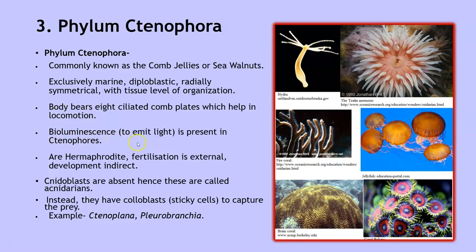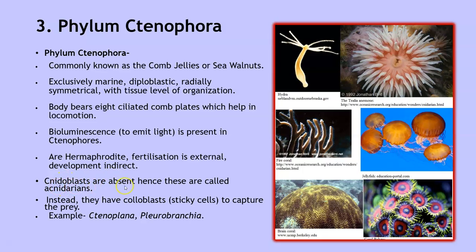Bioluminescence is a phenomenon in which light is emitted from the body of the organism. So bioluminescence is present in ctenophores. They are hermaphrodites, that is, they have both the male and the female organs in the same organism. So you do not have separate sexes. Fertilization is external. So here the fusion of the male and female gamete occurs outside the body. Then development is indirect.